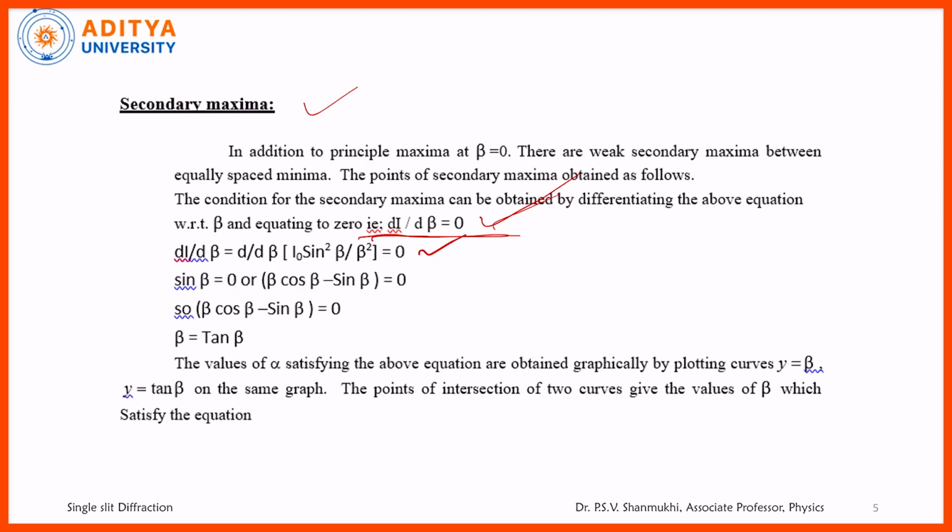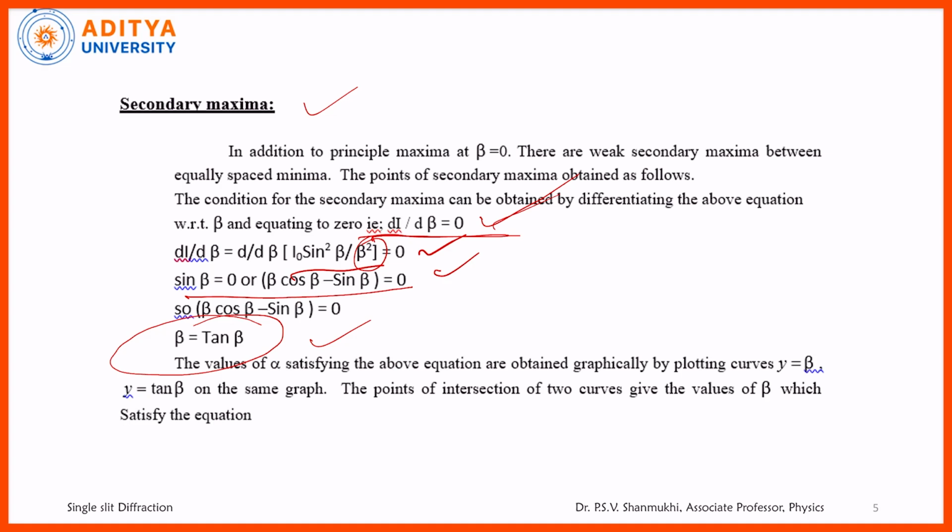Differentiating this, you will get finally: keeping the β² denominator constant, you differentiate the numerator, so 2 sin β cos β by β² minus 2 sin²β by β³, like that we get. On simplification, you will get β cos β minus sin β is equal to 0, or else on simplification you will get β is equal to tan β. β minus tan β is equal to 0, or β is equal to tan β.